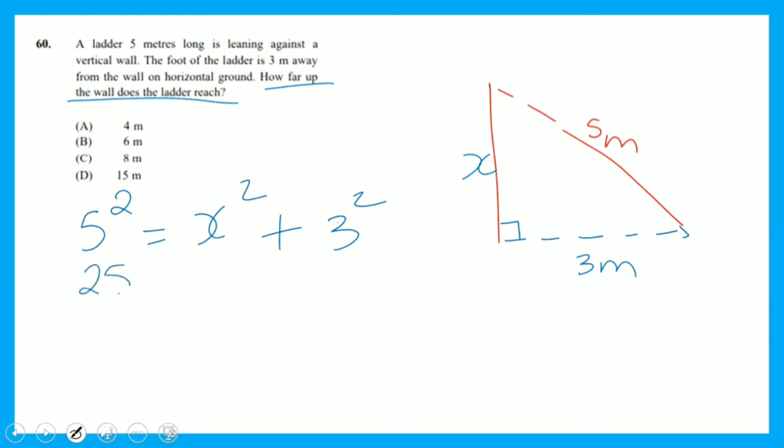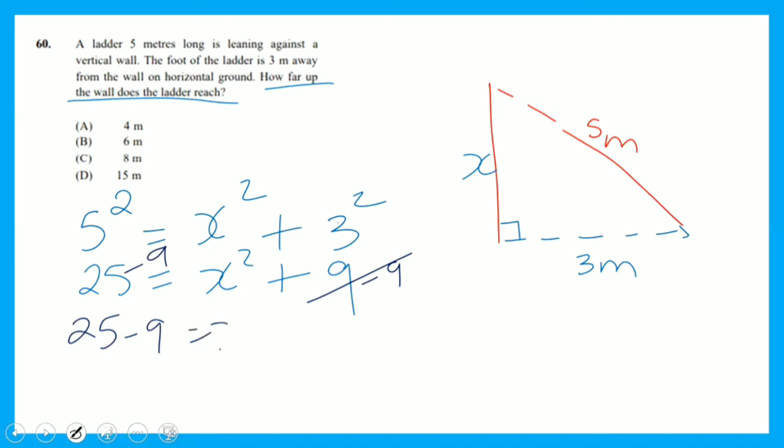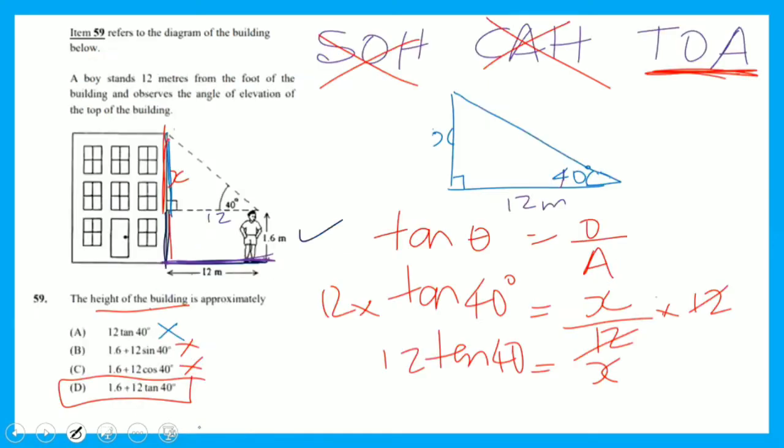5 squared is 25 equals x squared plus 3 squared is 9. Trying to find x, so let's get rid of this 9 here. Minus 9, minus 9. So now we have 25 minus 9 equals x squared, which means 16 is equal to x squared, which means right away we can tell by square rooting that x is going to be 4. All right, and so 4 meters is our final answer.